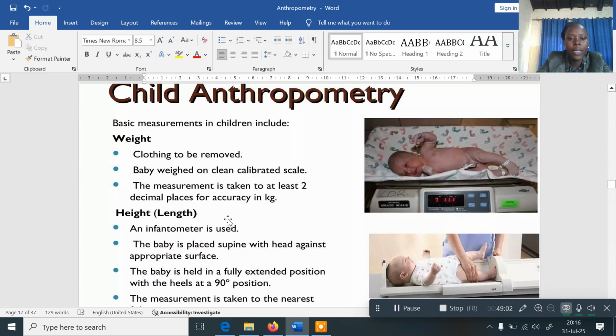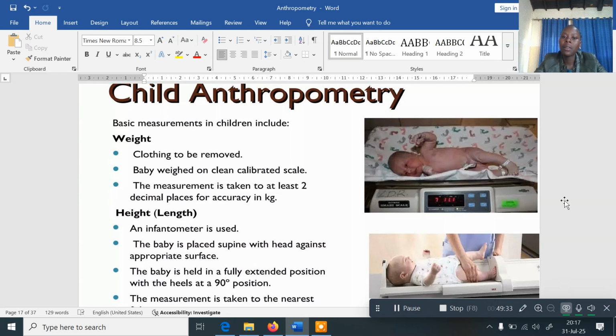So for the weight, clothing to be removed. If you're to take the weight of a child, you have to make sure that you remove all the clothing. Then the baby is weighed on a clean calibrated scale, and that is the baby weighing pan I was talking about. So it should be clean. Then the measurement is taken in kilograms, to the nearest 2 decimal places for accuracy.